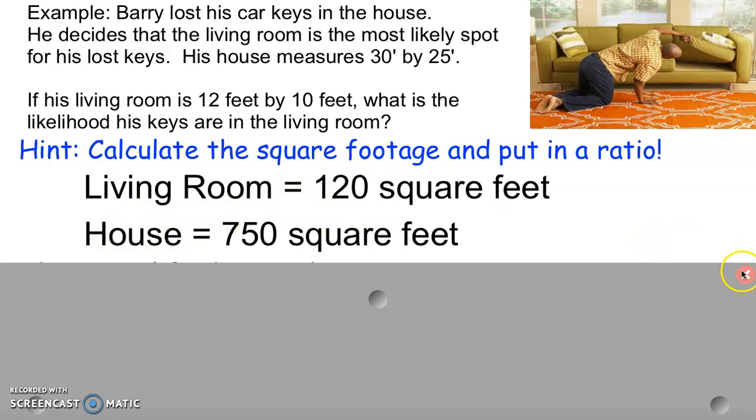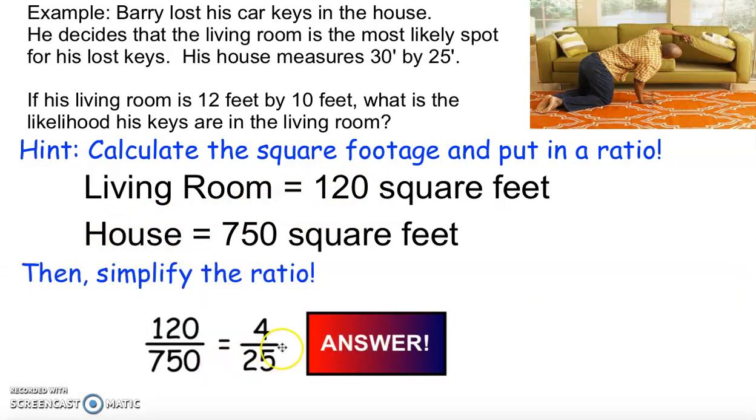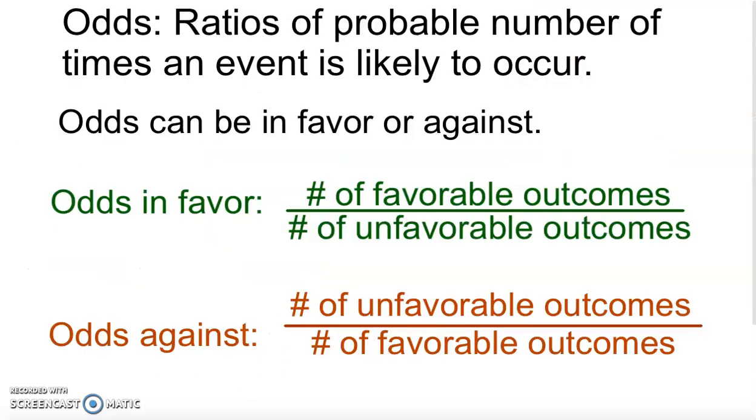And 120 over 750 reduces to 4 over 25. And you can convert that to a decimal if you wish. Otherwise, I'm just going to leave it as the fraction 4 over 25. And again, that number is between 0 and 1, so that's where a probability would come into play.